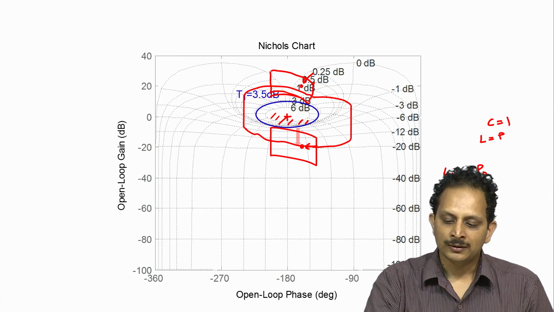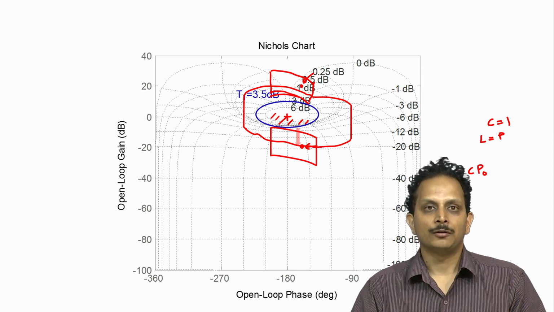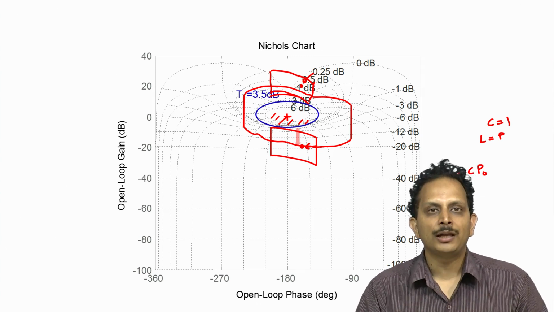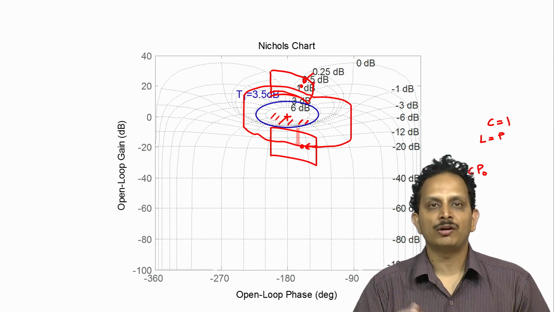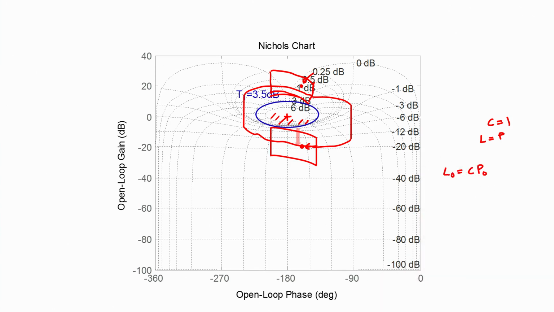Likewise for values of the nominal loop gain L0 that are inside this red curve, the worst case transmission function T1, or in other words the maximum value of the transmission function, will be greater than 3.5 dB, and hence our stability specification will be violated. So once again this closed contour divides the Nichols plot into two parts. The part within which the nominal loop gain is allowed to lie for the closed loop system to have a T1 max of at least 3.5 dB, and a part within which it is not allowed to lie.